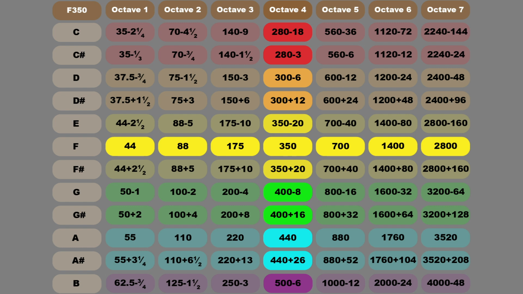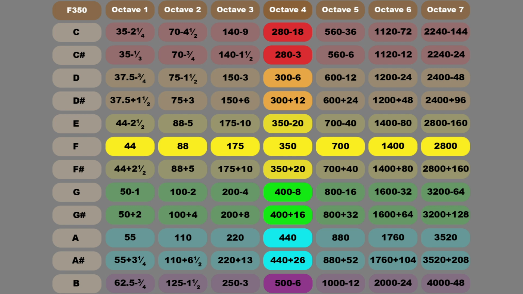But we start in the 4th octave with F4. You can see that there's offsets for F sharp, which is 350 plus 20, and there's another offset which is minus 20 for E. And let's go now to the D group. D, the base number is 300. D natural is 300 minus 6. D sharp is 300 plus 12. And I'm going to explain how these are related in a second.